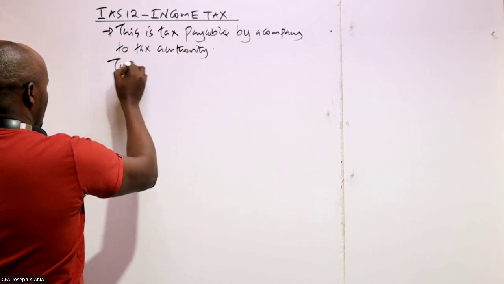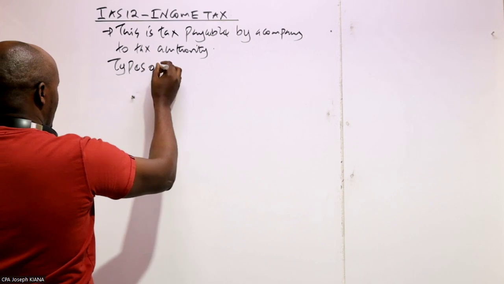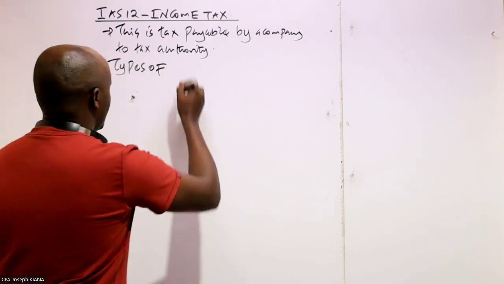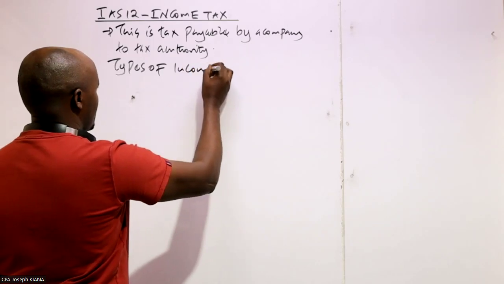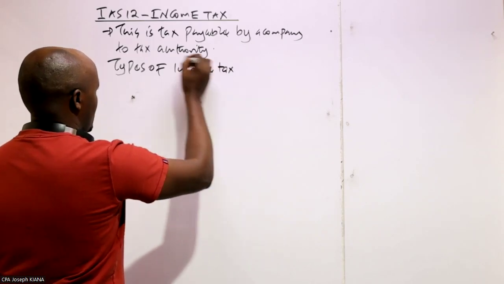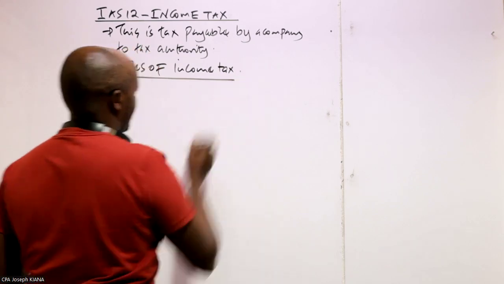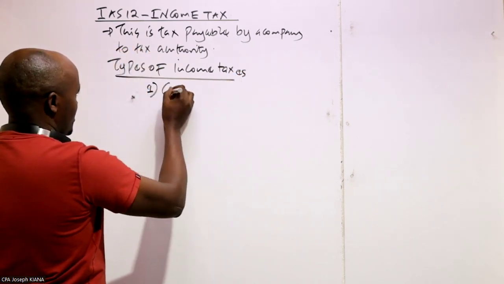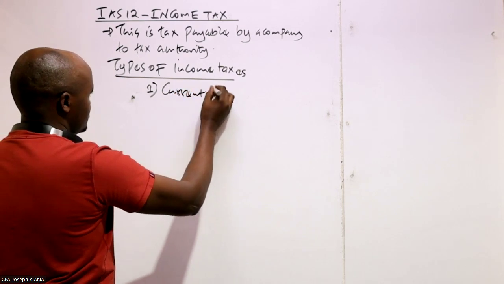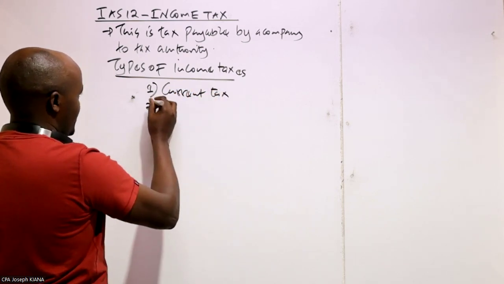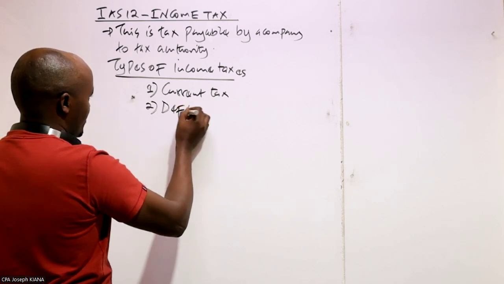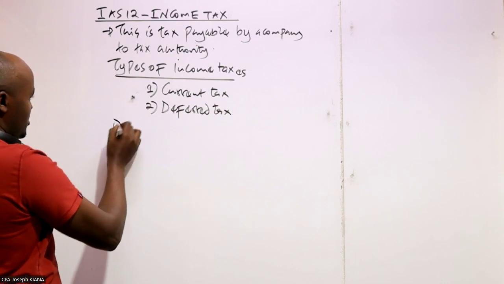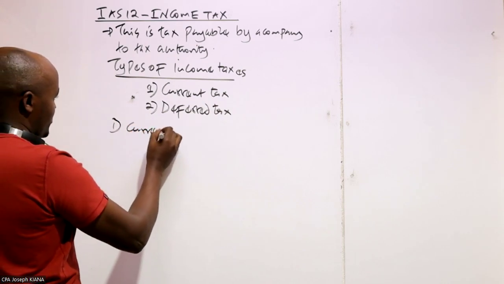Now, in this case, we're going to look at the recognition, measurement, and also presentation of two types of income taxes. So we have two types of income taxes. The first one is called the current tax, and number two, we have the deferred tax. So we start with the first one, which is the current tax.